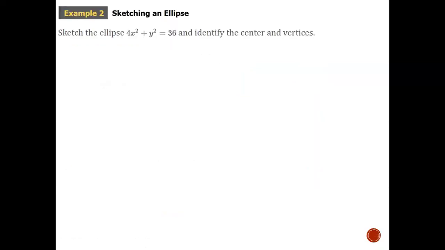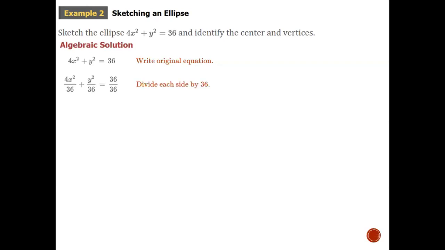Another ellipse, sketch the ellipse, identify the center and vertices. All right, so we have our equation. However, it is not in the form we're used to seeing. So we're going to work to getting it in the form that we're used to seeing. It has to equal 1. So I have an x squared and a y squared, but it's equal to 36.